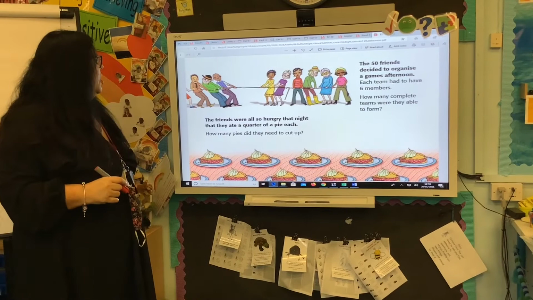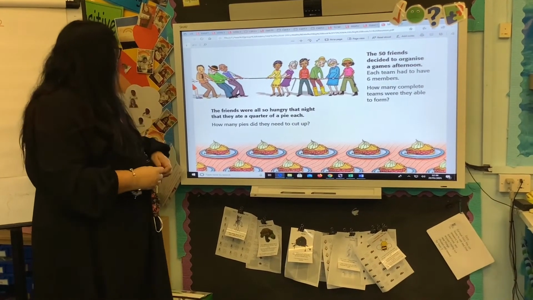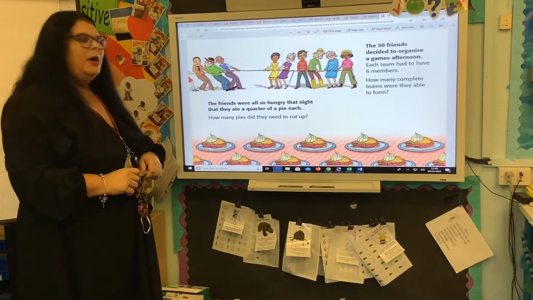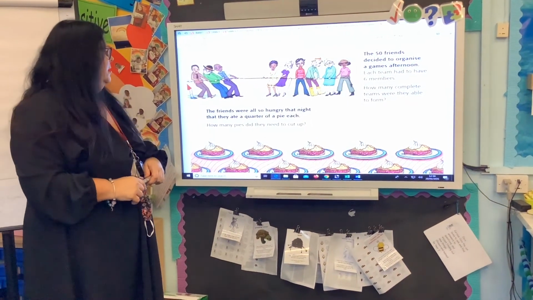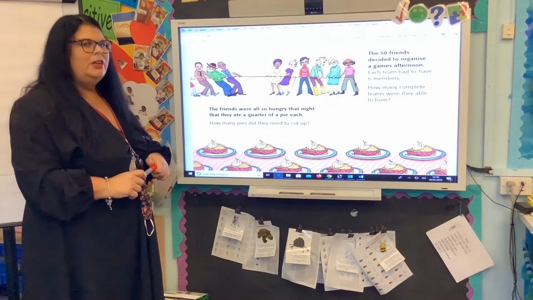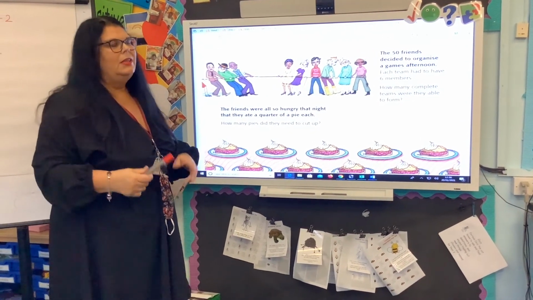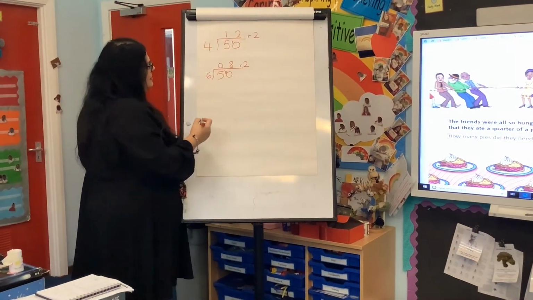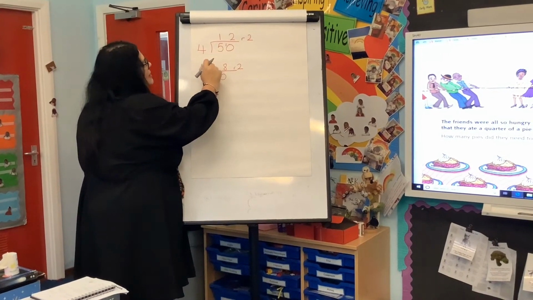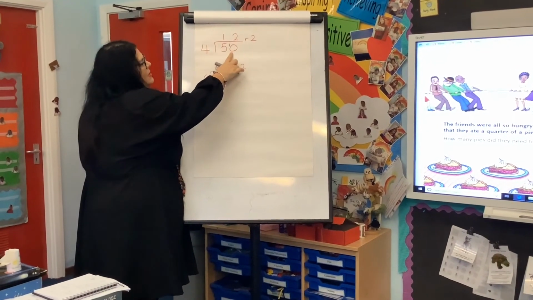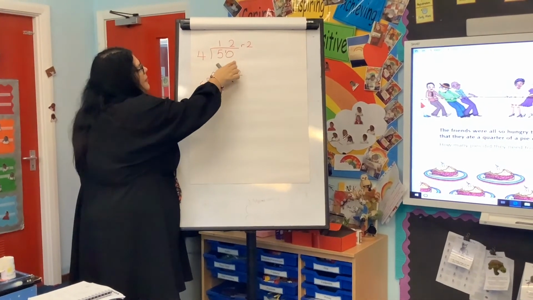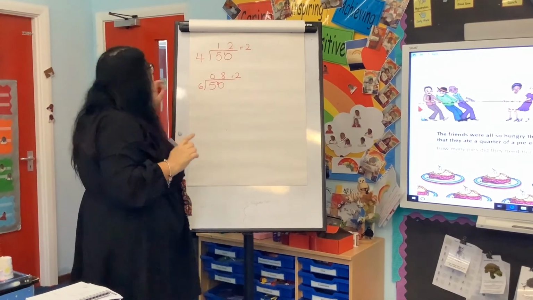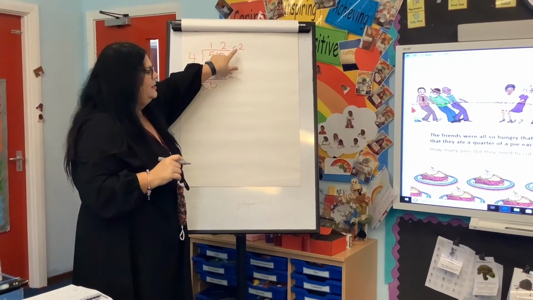The friends were all so hungry that night that they ate a quarter of a pie each. How many pies did they need to cut up? So we know there are 50 friends, and we should know from our fractions that a quarter is a 4th, isn't it? So it's actually the same sum as this. My question is, how many 4s go into 50? The other way around, it would be 50 divided by 4, because I've got 50 people and they're going to have a quarter. So my answer is the same, it's 12, remainder 2.